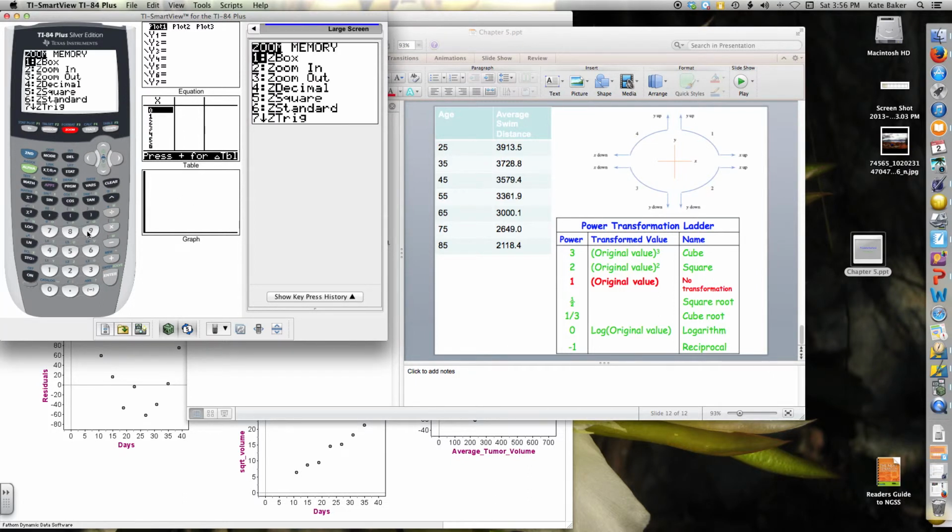Zoom 9. That looks really straight to me. That looks super straight to me. I'm going to use list 5 and list 6 as my transform data. So I go back out to Stat, Calc 8. I want to use list 5 and list 6.